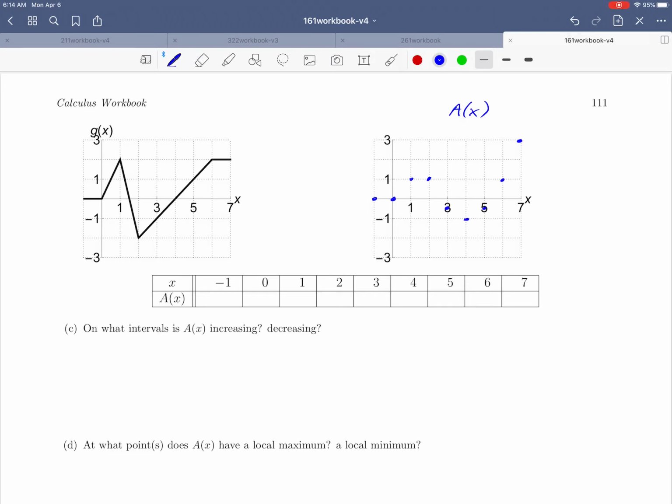Welcome everybody to the top of page 111 in the workbook, and this is the continuation of example 2 that we started in the last video, where we had defined a function a of x in terms of this function g of x. And the first thing I want to point out here is that we plotted some points on the previous page, and so what you see over here in the graph to the right, the points that I've plotted are exactly the same points that we plotted on the previous page. And they came from the table on the previous page. And so I'm just going to recopy the values of a of x from the table on the previous page. You can look back and see that these are exactly the same numbers.